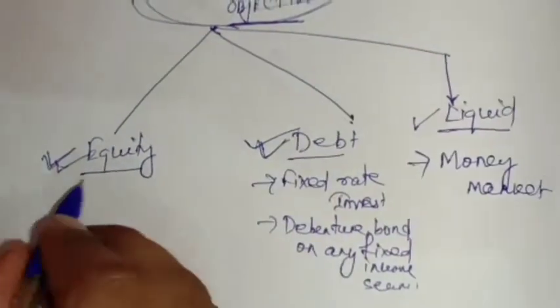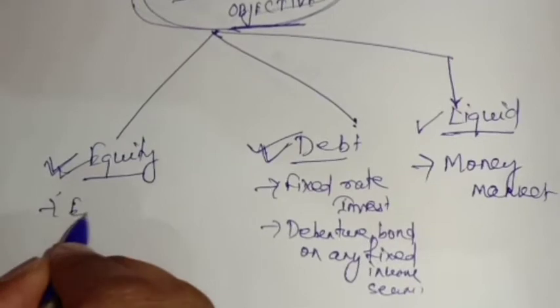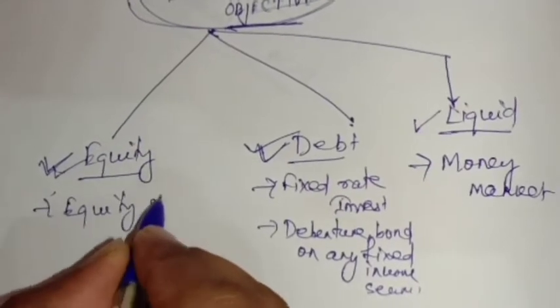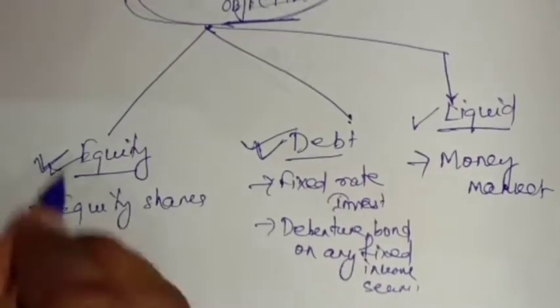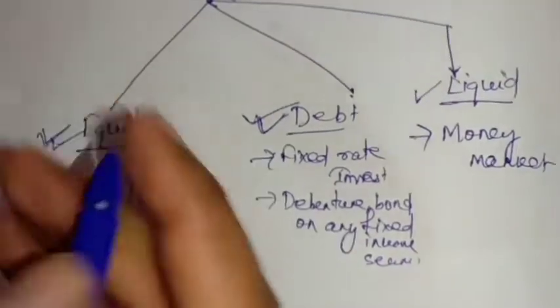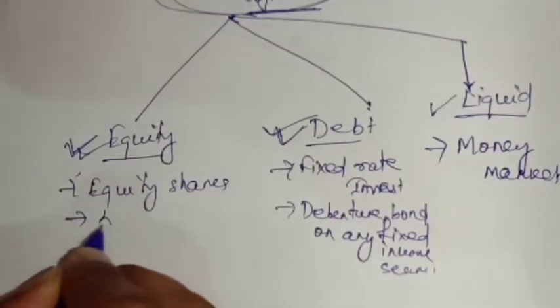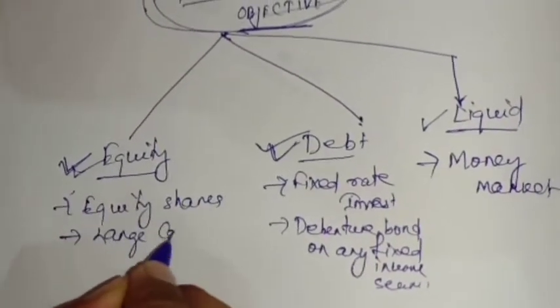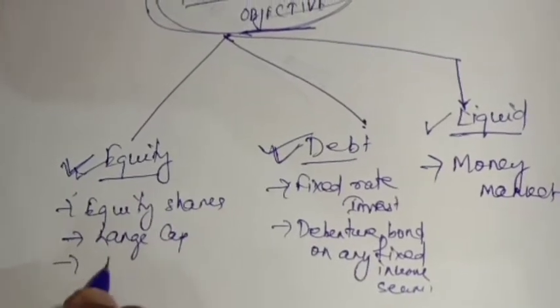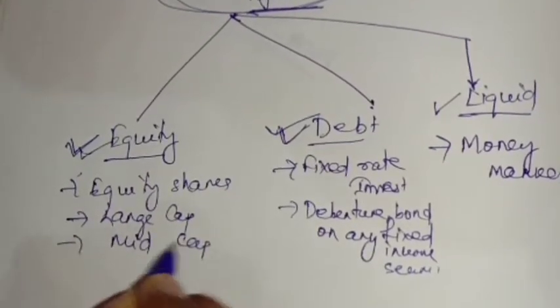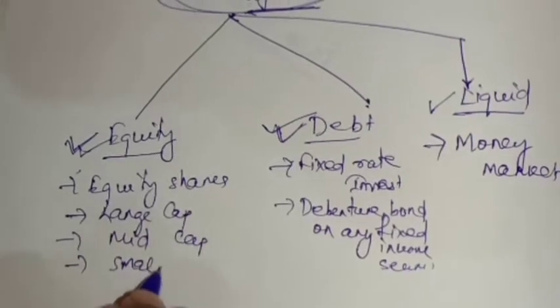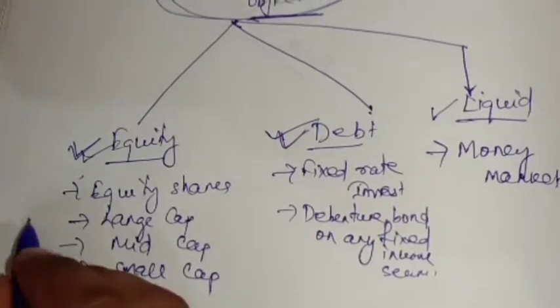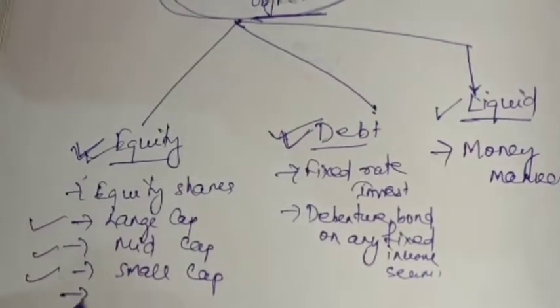So let us first see equity share. This includes equity share of the company. It is also divided into three types or more than that: large cap, mid cap, or small cap. Large cap, mid cap, small cap. Also multi cap are there.